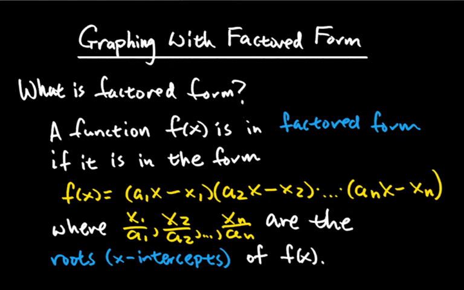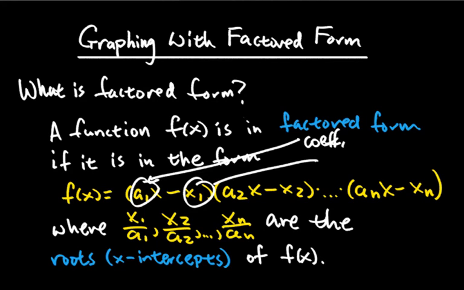a1 times x minus x1 times a2 times x minus x2 all the way to an times x minus x sub n. So what this means is you have some sort of coefficient and then some sort of value. So this is just a generalized form, which is why it looks like this.